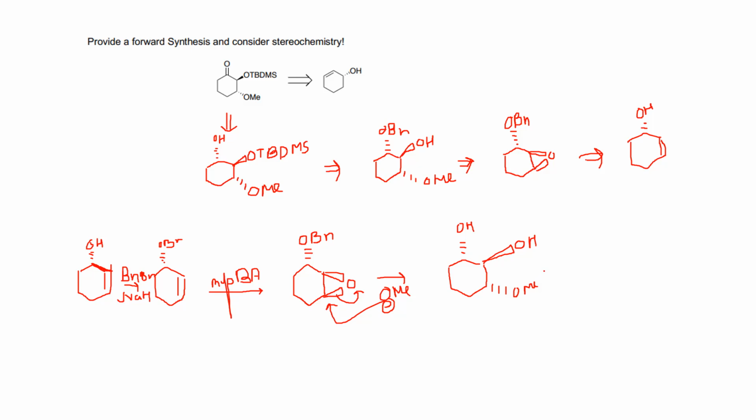Now if we deprotect it, and protect it again, now both are, one is OBn, another is OMe, so only one OH is available. Now let's protect it with TBDMSCl, tert-butyl dimethylsilyl chloride, then it will give us this silyl ether.